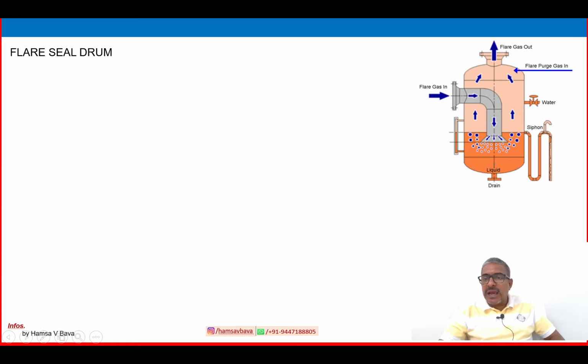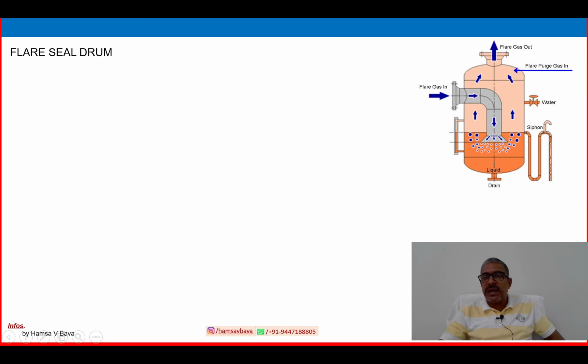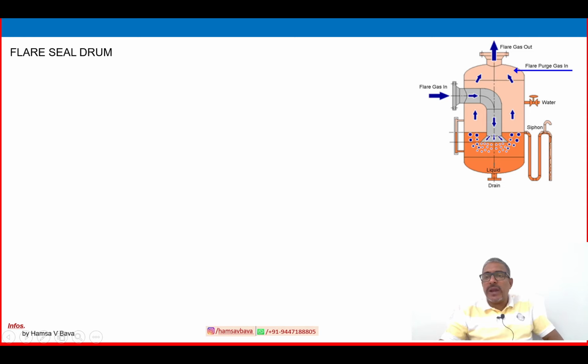This is one of the large pictures of a seal drum. See, you can see that the flare gas is inside the water and the gas is escaping from that. So the water level is always maintained above the flare gas inlet inside the vessel, and the flare gas leaves the water seal drum as gas alone, and this water seal is always preventing any air ingress or flashback inside the flare header on the upstream side.